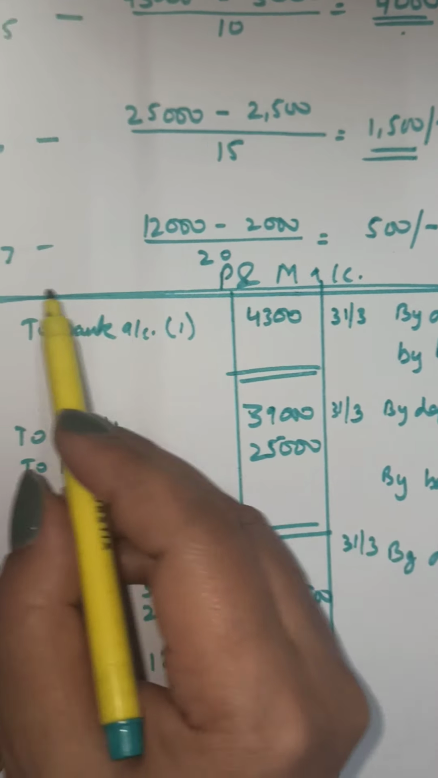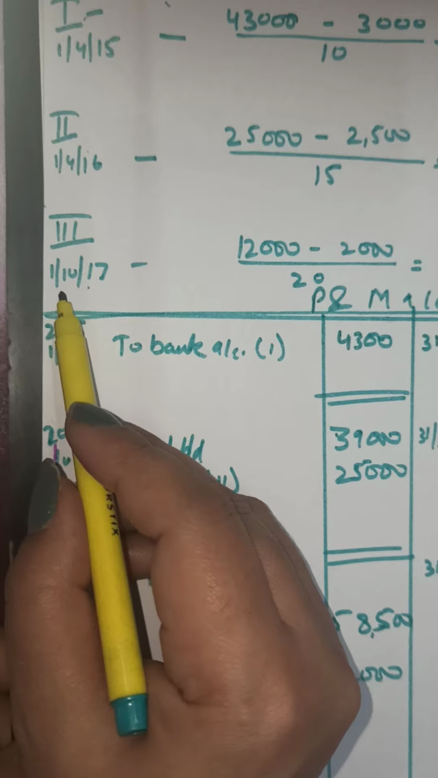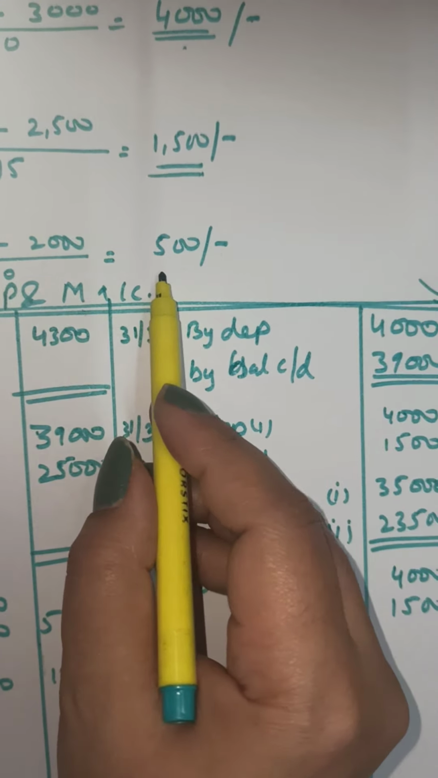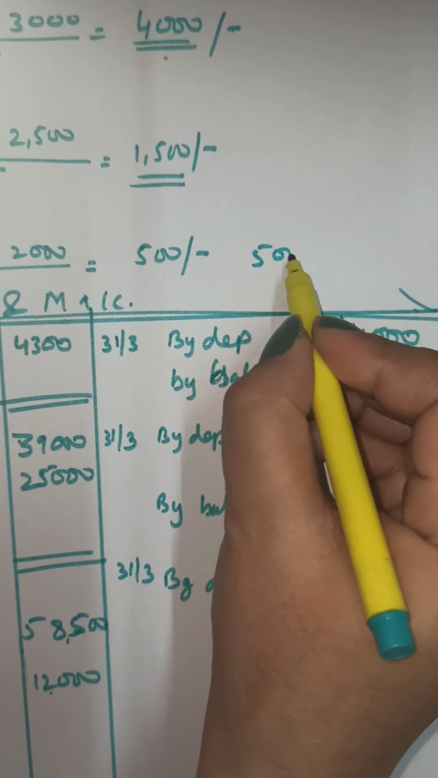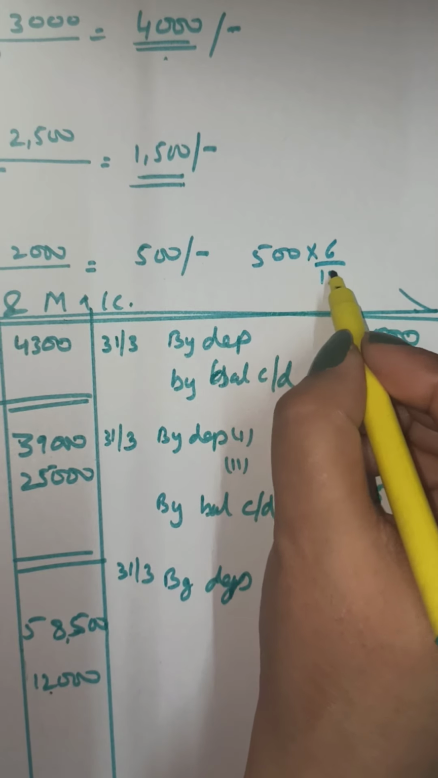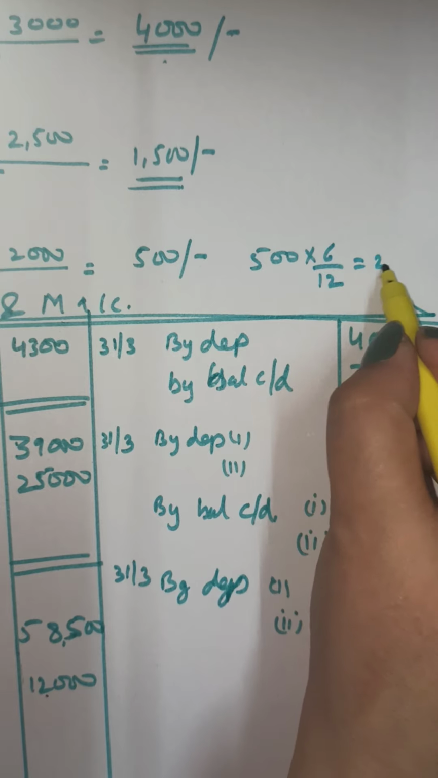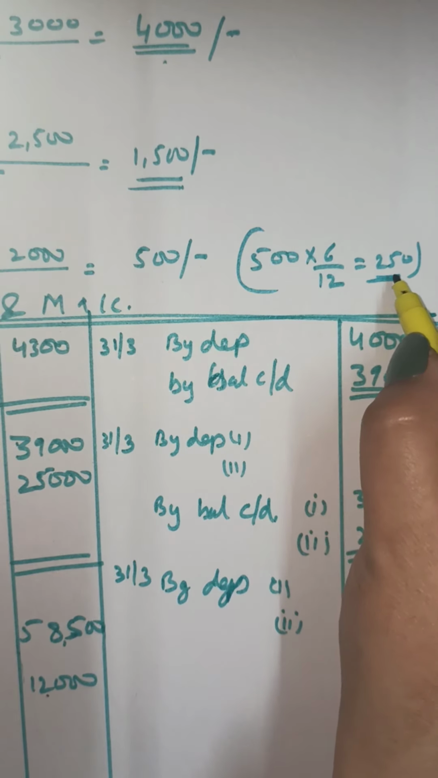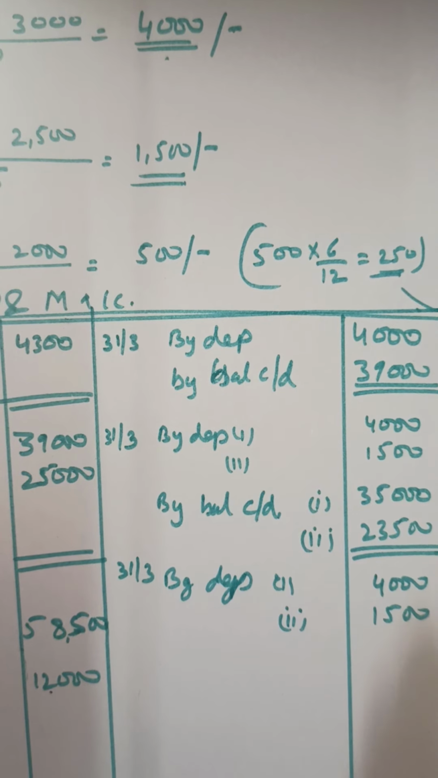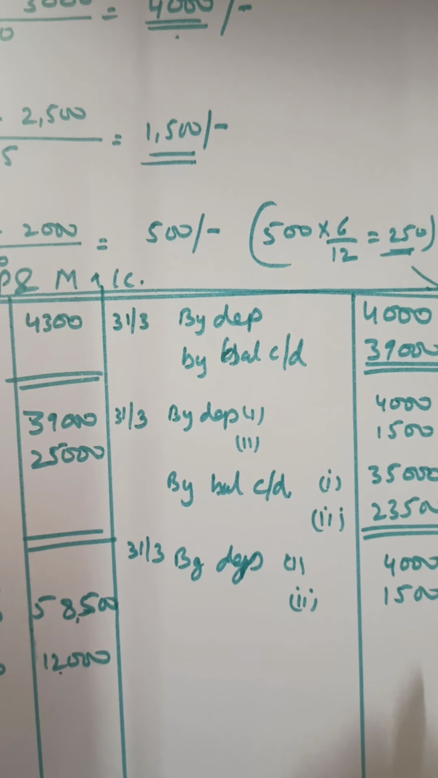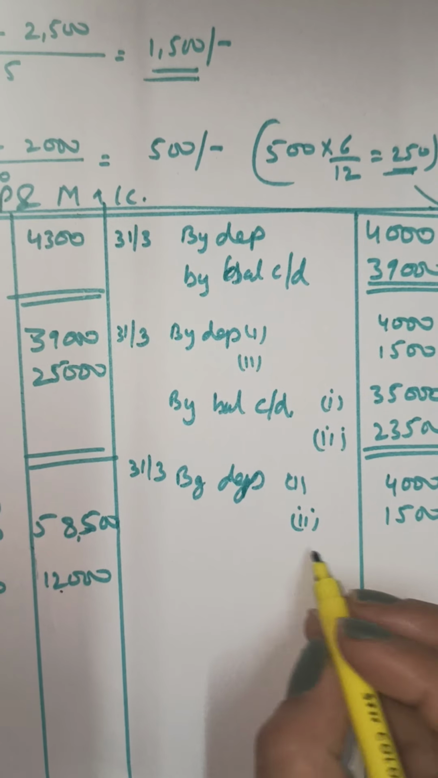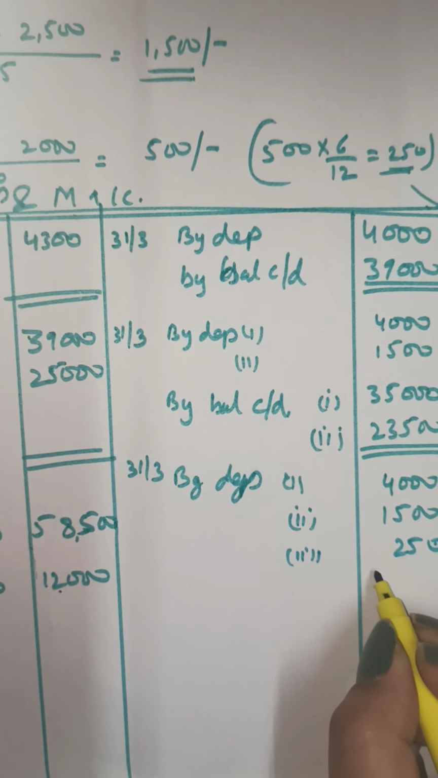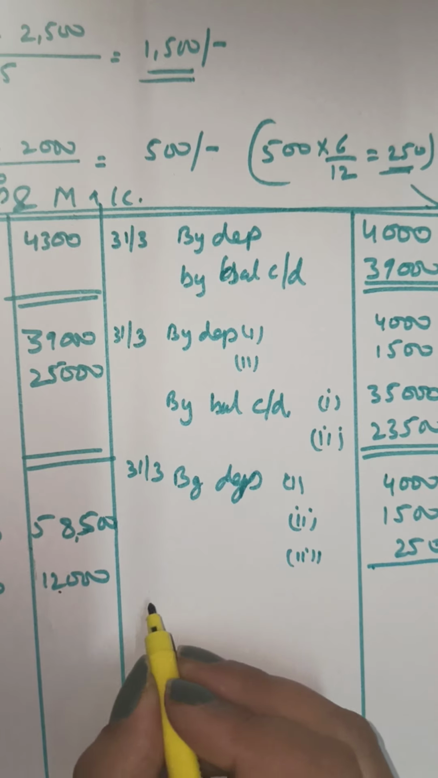But when are we purchasing the asset? We are purchasing the asset after 6 months, on 1st October. That means this depreciation of 500 is for the whole year. So for 6 months, it will be 6 by 12. That means depreciation in the first year when it is purchased will be rupees 250. So we will write here depreciation for 6 months in this year, rupees 250.